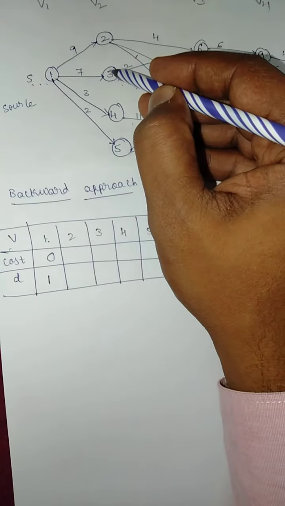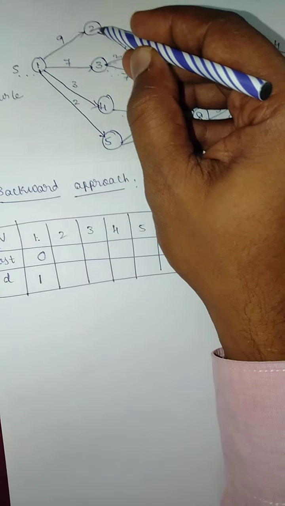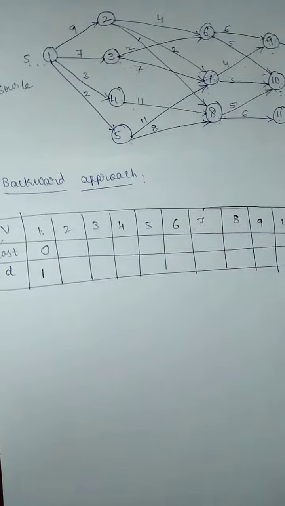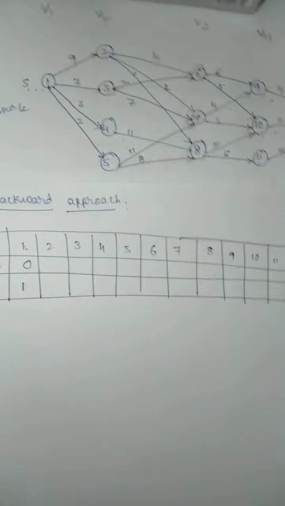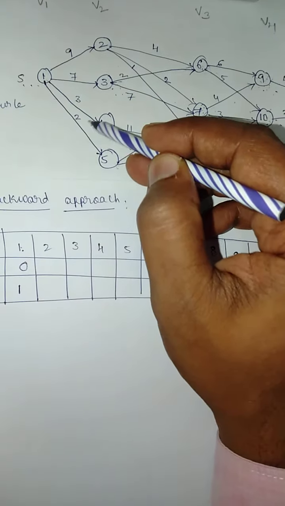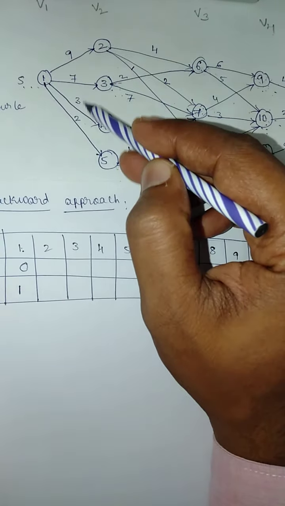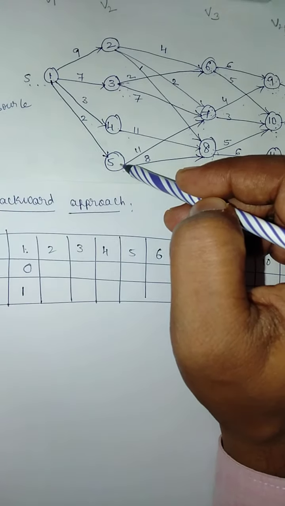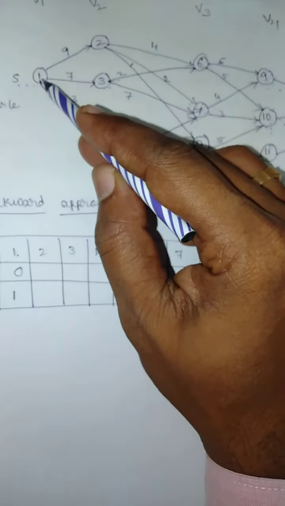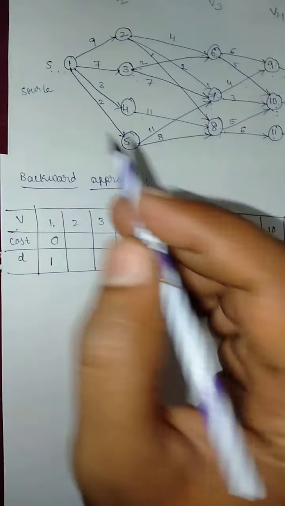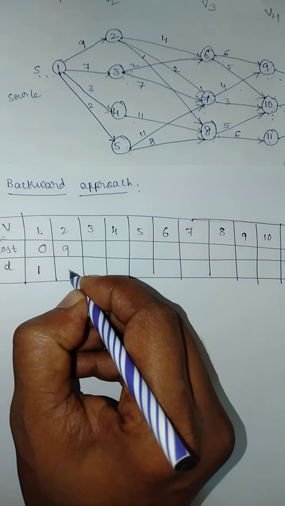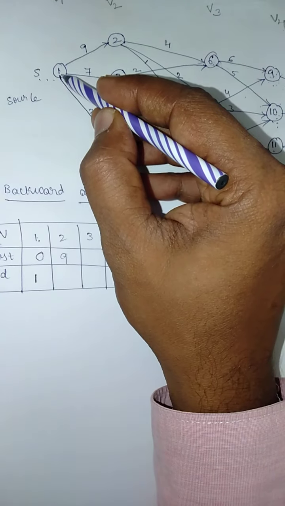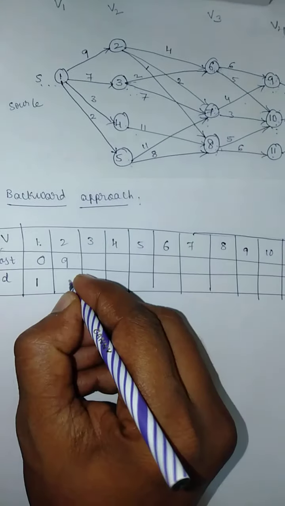Next, in the second stage, we have 2, 3, 4, 5 as the vertices. Therefore, what is the minimum cost of reaching from the source node to the vertex 2? In fact, we have only one edge from source to all these vertices, isn't it? Therefore, the cost of reaching from source to 2 is 9, and the previous node in the previous stage is nothing but 1.